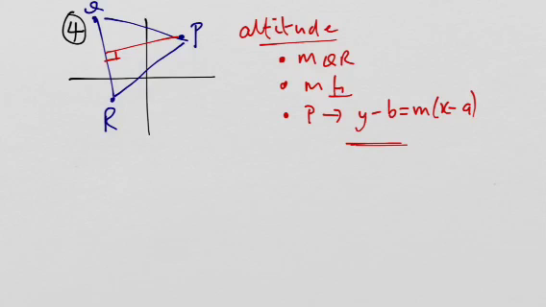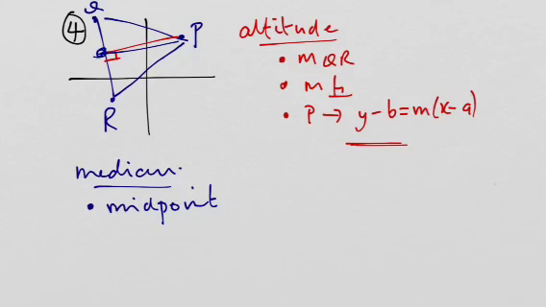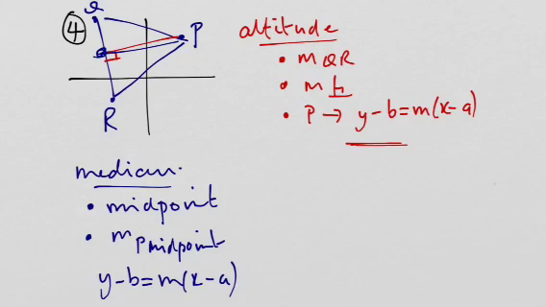Secondly, we're going to find the gradient of the median. Now the median is a line through P which cuts this side in half. So the procedure for that, first thing we do is we find the midpoint. Then we find the gradient between P and that midpoint. And then we use y minus b equals m(x minus a). And then for the last part of the question, what type of triangle does it have? It should be obvious from your 2 answers what type of triangle it actually is.